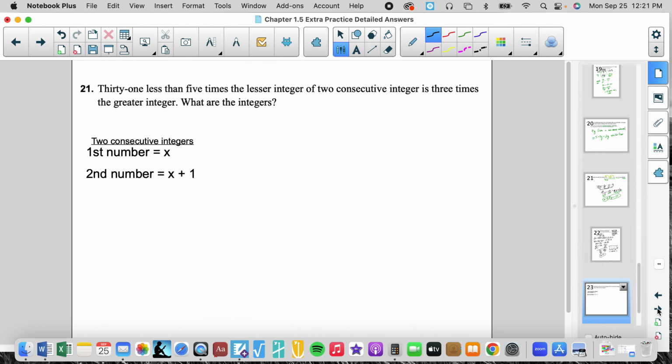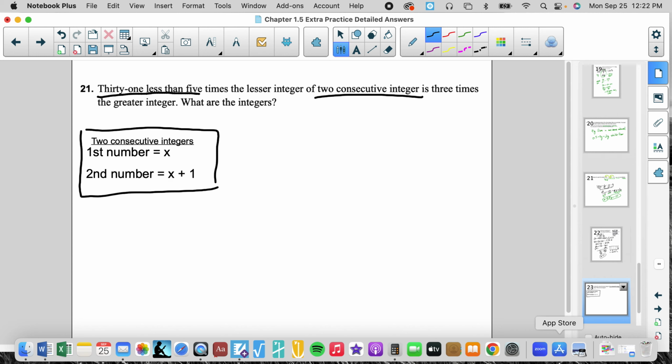Last one. Here we go. I've got 4 minutes before that bell rings. All right. 31 less than 5 times the lesser integer of 2 consecutive integers is 3 times the greater integer. What are the integers? First thing we need to understand and point out is 2 consecutive integers. So the first number is x. The second number is x plus 1. That's how we do consecutive integers.